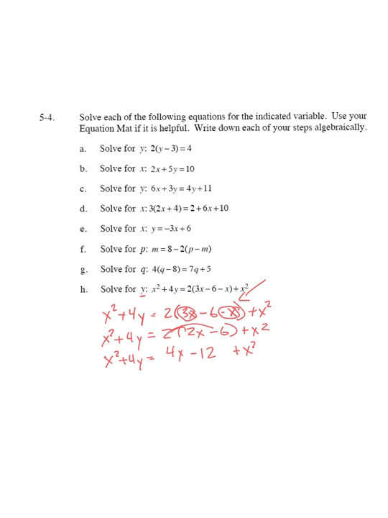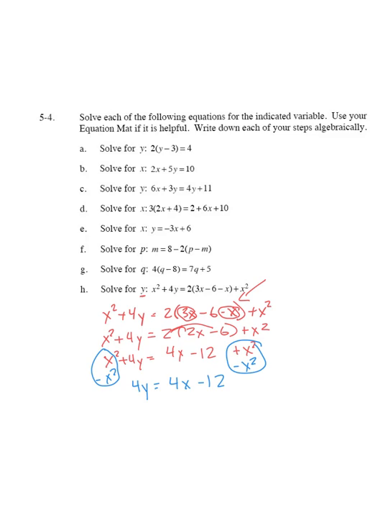So I want to keep y by itself on the left side. First I'm going to get rid of this. This will zero out, and actually this will zero out. So now I have 4y equals 4x minus 12.